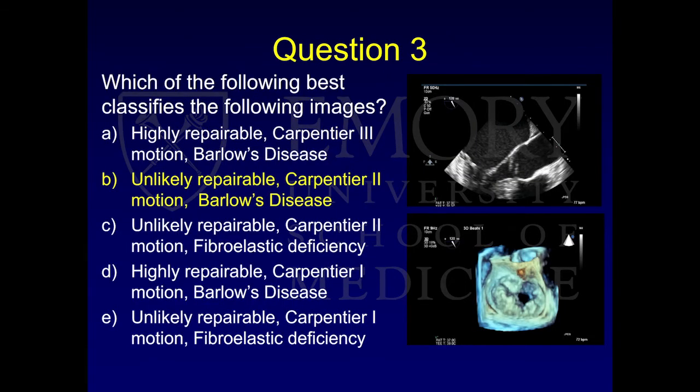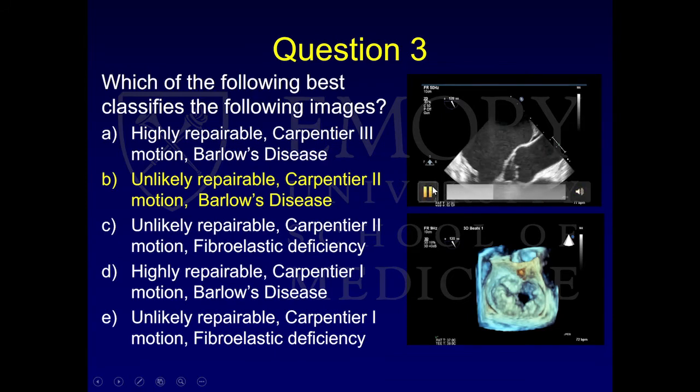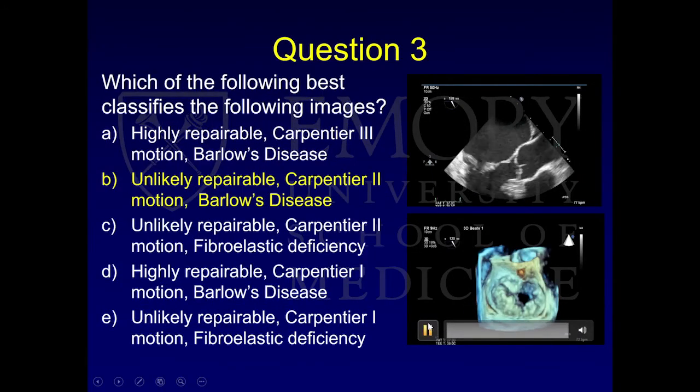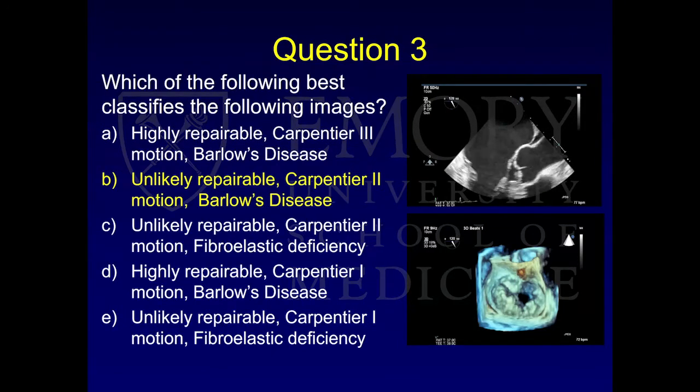So in this question, with this motion, you could see in the echo, if I get it to play again, clearly mitral valve prolapse. It's bi-leaflet, right? Let's see if this will play again. Maybe it'll take a second to load up. But it's a Carpentier type 2. It's unlikely repairable because of the bi-leaflet disease.